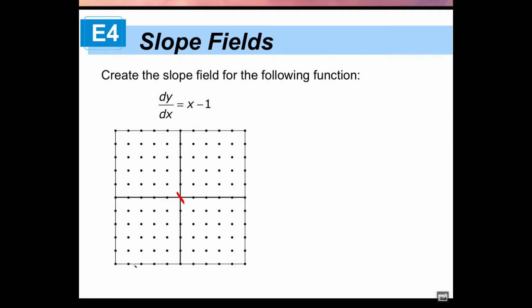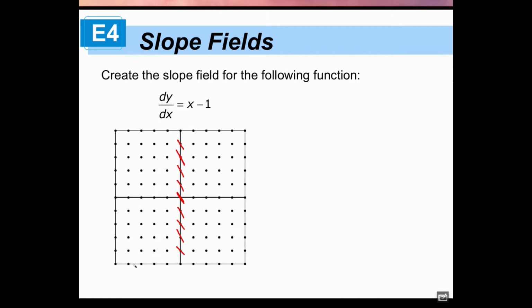Let's pick another random point. Let's go up here to 0, 3. What's the slope of the tangent line to the curve at 0, 3? Negative 1. Part of slope fields is being able to recognize patterns and make a generalization. What's going to be true about all the slopes on the y-axis? They're going to be negative 1. And they get a little sloppy as we move around, but that's okay.